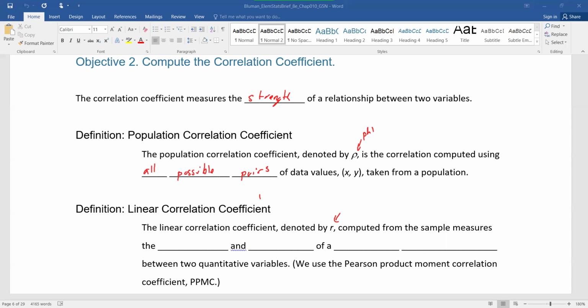So the linear correlation coefficient, denoted by the R computed for the sample, measures the strength, and it'll also tell us the direction, of a linear relationship between two quantitative variables. Again, it cannot be more specific. It does have to be people. So if you're trying to determine your relationship, put some numbers with those variables of some sort.